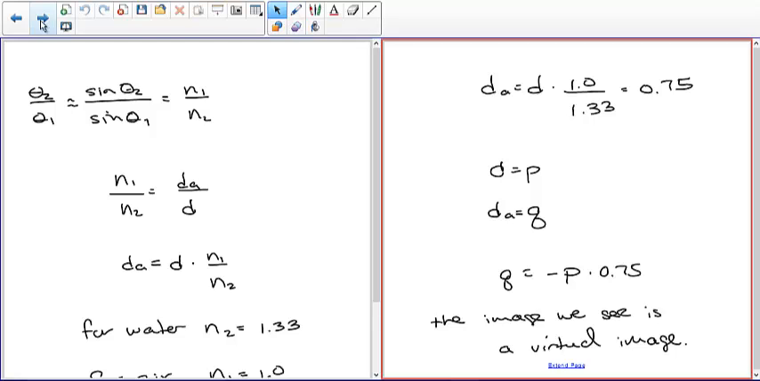And it turns out that D would be equivalent to the object distance, and Q would be the image distance, which would be the distance we perceive. And these would be virtual images. What we're looking at in the water, the actual object is at, say, the bottom of the pool. We're seeing this virtual image that is closer to the surface than we think it is.